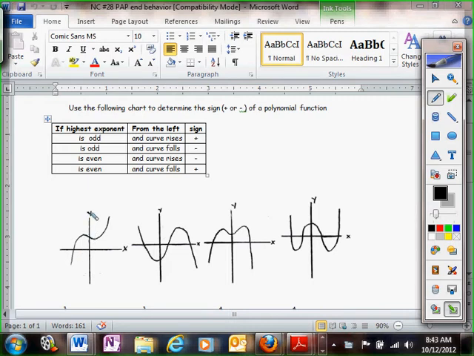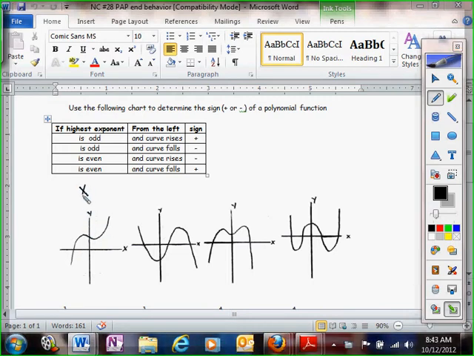Here, you should see that this is an x cubed function, and it rises from the left, so it's odd. And if it rises from the left, then this is positive. This function would be positive.